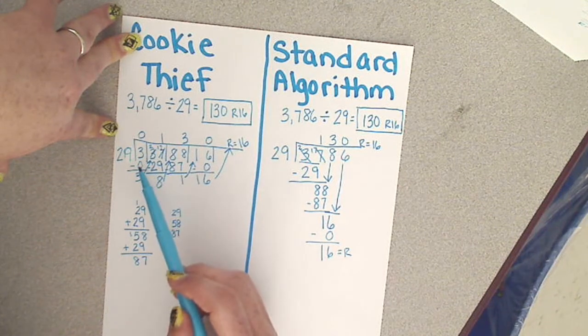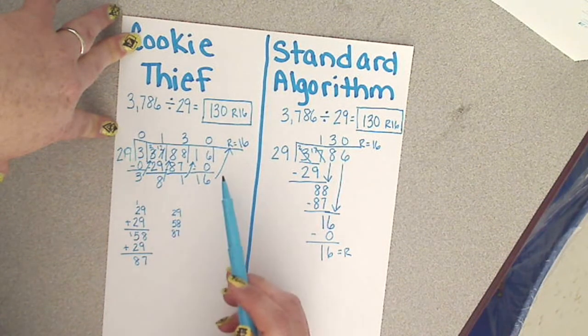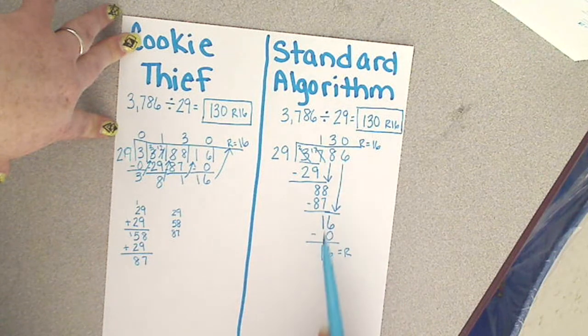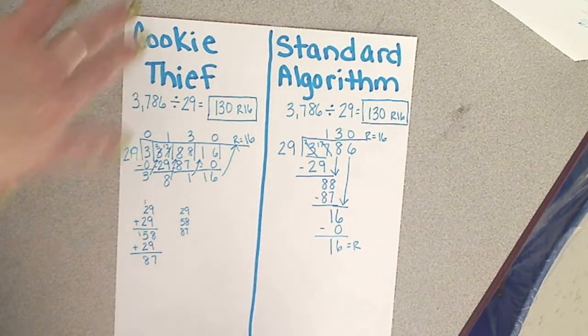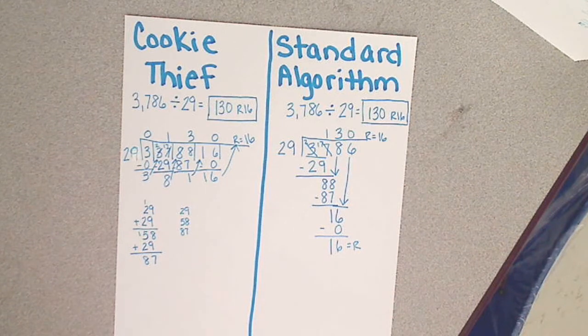The cookie thief method takes it horizontally, where standard algorithm takes it vertically. It's the exact same process. Cookie thief just happens to come with the story. So that is the 3 ways that we can solve standard long division of whole numbers.